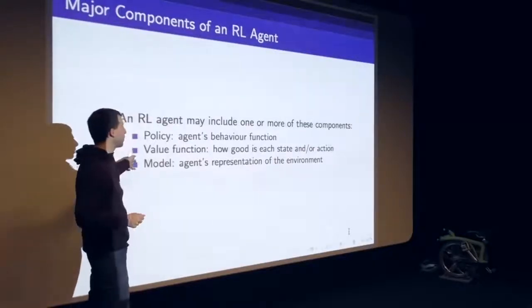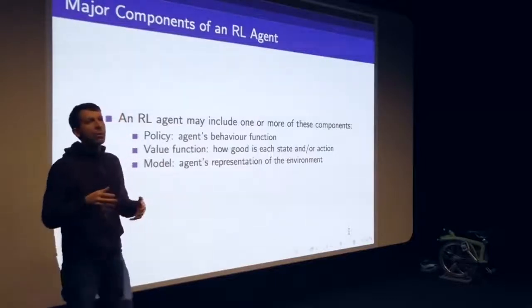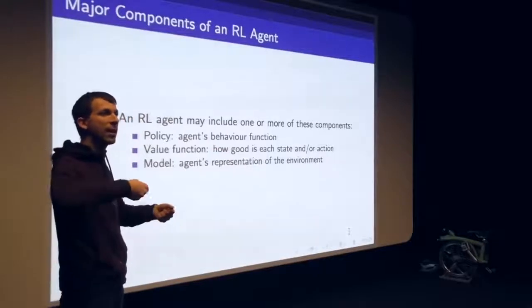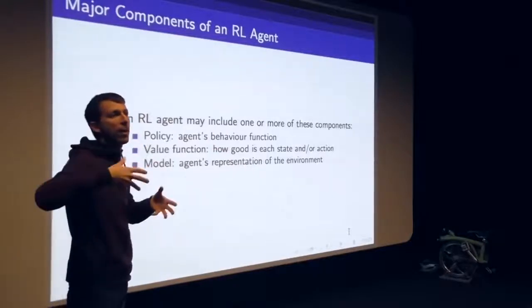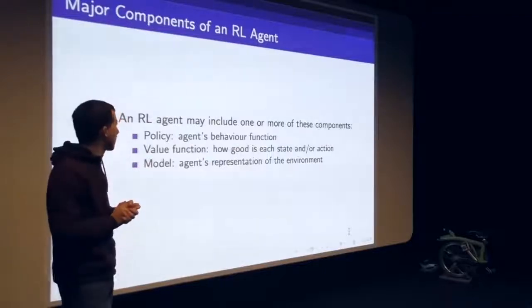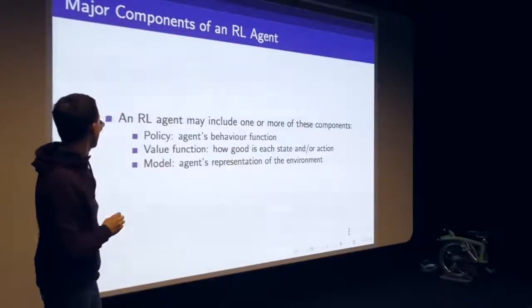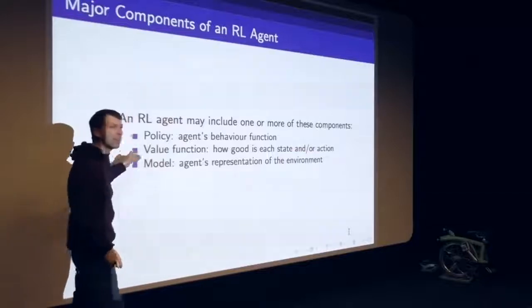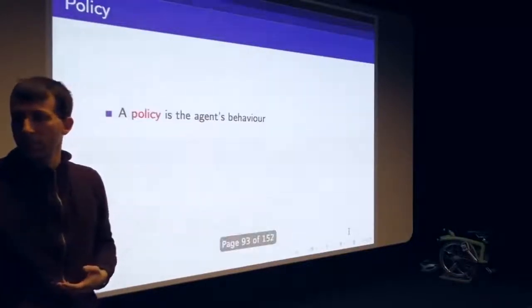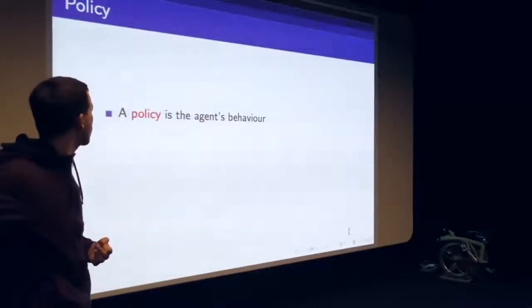And the third quantity is what we call a model, which is how the agent thinks the environment works. So not the real environment, but the agent's view of the environment. It's got its own model of how the environment may or may not work. Now these are not always required for an agent, but these are 3 pieces that may or may not be used. Okay, so let's just go through them one by one.